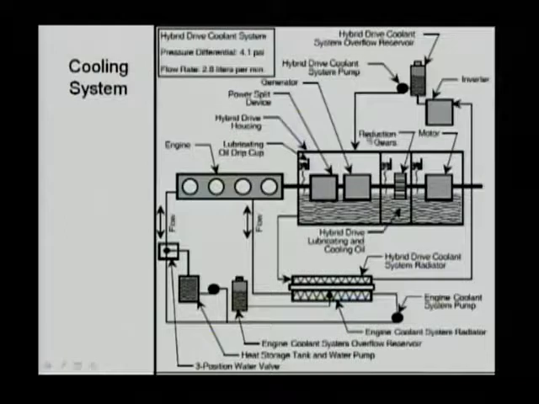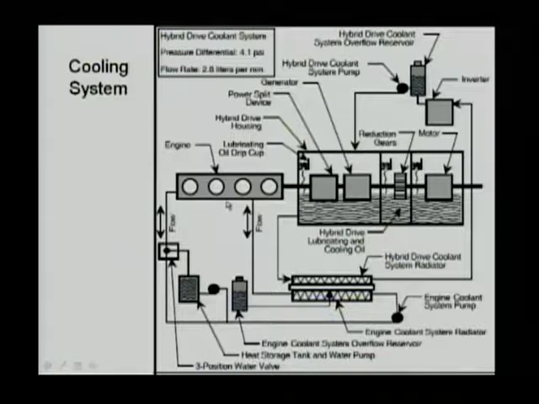On the diagram in the middle, you see the engine, the power split device, the generator, the planetary gears, and the motors, the reduction gears. So you can see that the motors and the power electronics are cooled from a loop, and the engine is cooled from a loop.